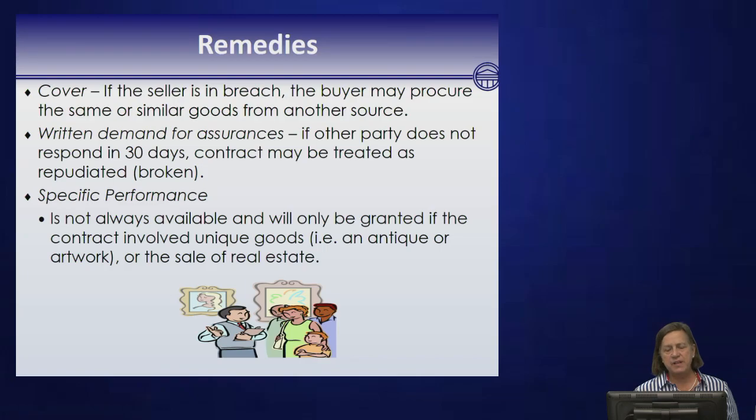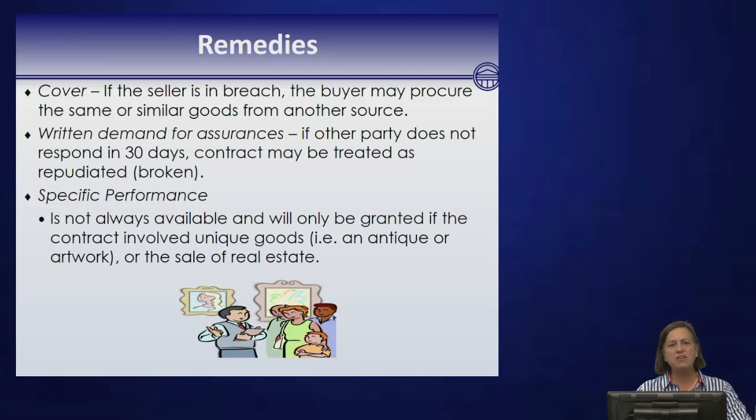Another remedy that's available to both the buyer and the seller is the right to make a written demand for assurances. So let's say you don't think that the seller is going to be able to send the goods in time. Or you're the seller and you don't think the buyer is going to have the financial wherewithal to pay for the goods. If the other party is given a written demand for assurances and does not respond within 30 days, the contract may be treated as repudiated or broken.